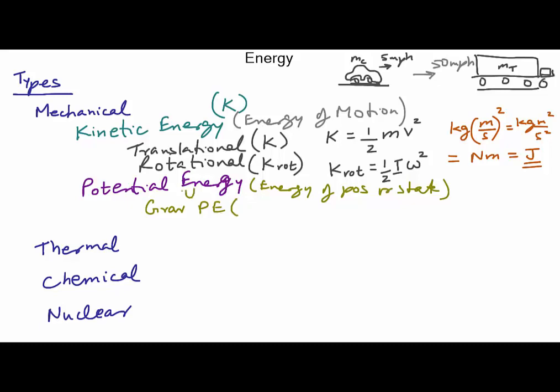Potential energy is written as capital letter U, and so gravitational potential energy could be written as U sub G, and U sub G is the weight of an object, m times g, times the height above a reference point where you set the potential energy to 0.